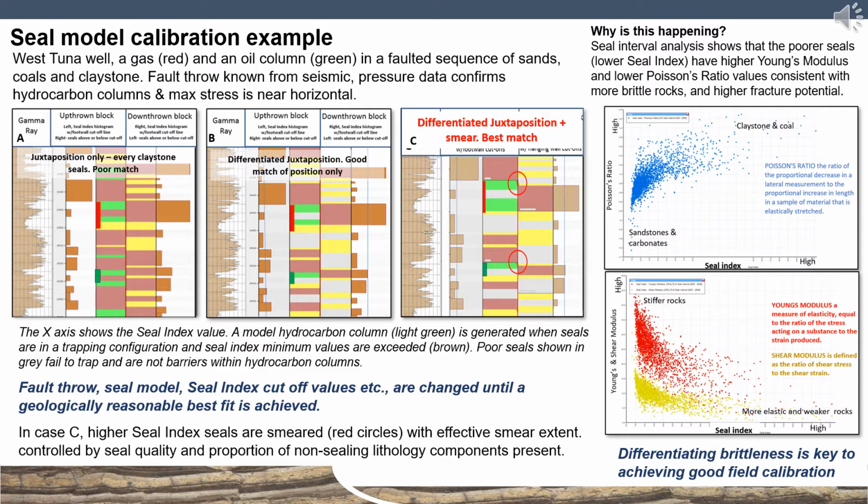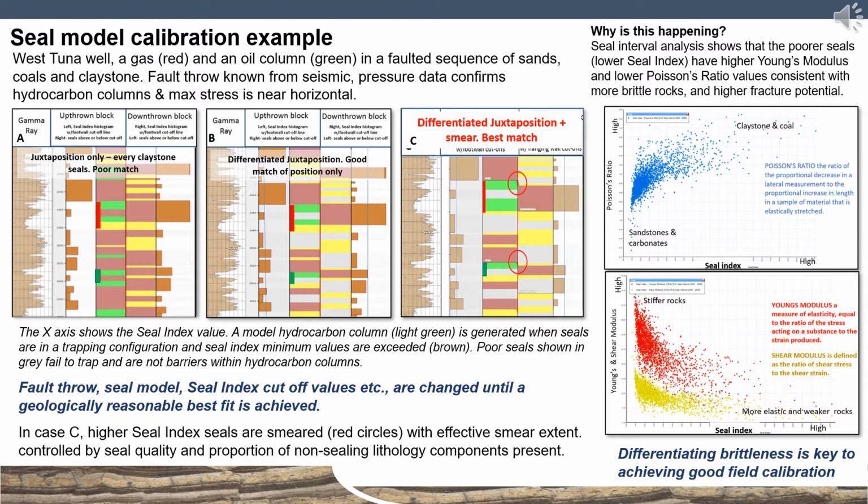In model C, we have differentiated juxtaposition plus a little bit of smear highlighted in the red circles. So why is this happening? When you look at the seal intervals and then plot it out against Young's and Poisson's ratio, you can see that the higher seal index seals are more plastic, and the low ones stiffer and brittle and more prone to fracturing. So differentiating brittleness is key to achieving good calibration.